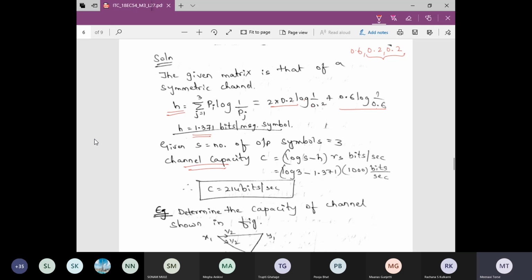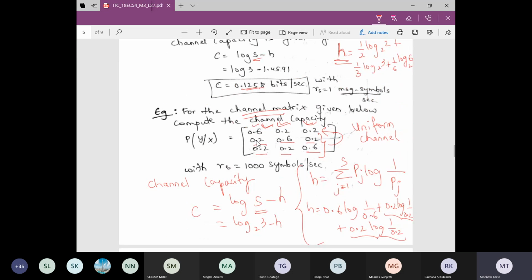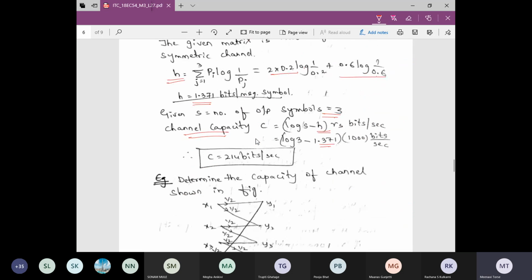And hence channel capacity C is log of S minus H. 3 output symbols, so S equals 3, log 3 minus the substituted H value. And the symbol rate is given as 1000 symbols per second. Therefore, channel capacity is log of S minus H into rs bits per second. Symbol rate is 1000. Therefore, channel capacity is 214 bits per second.